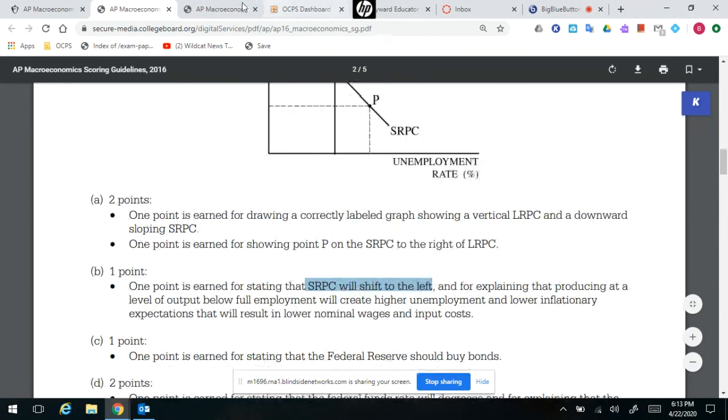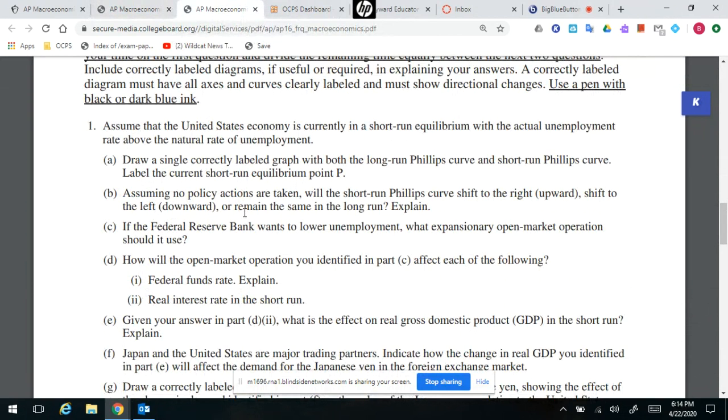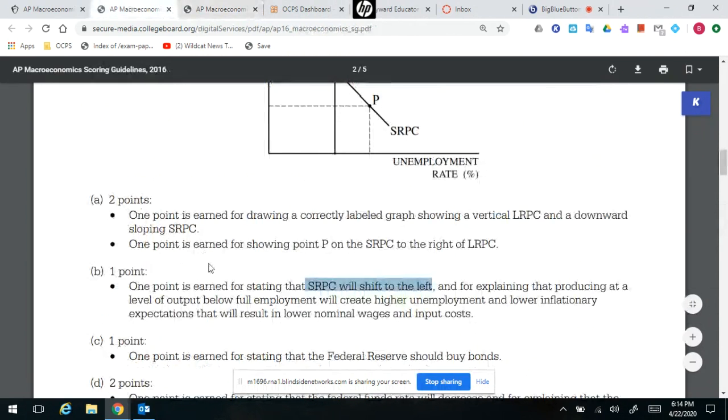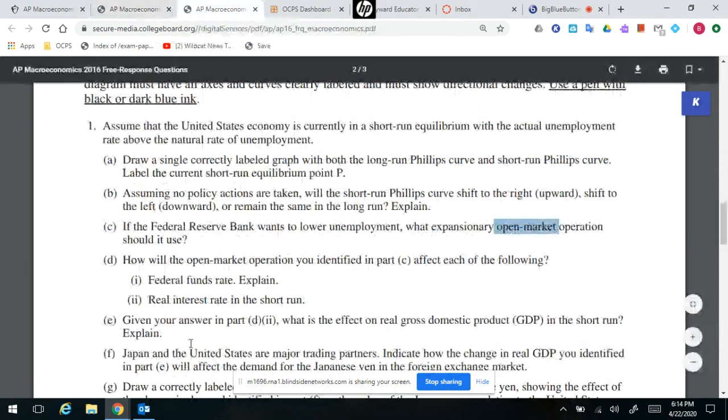All right, part C. If the Federal Reserve Bank wants to lower unemployment, what expansionary open market operation should it use? Remember, the only thing you can do on the open market is buy or sell bonds. So if we want to lower unemployment, if we want to grow the economy, if we want to expand the economy, the Federal Reserve should buy bonds. A straight flowchart question. Make sure you know that flowchart.